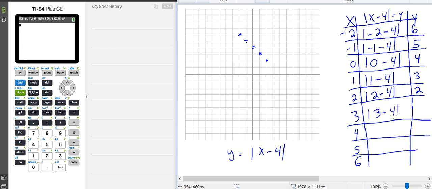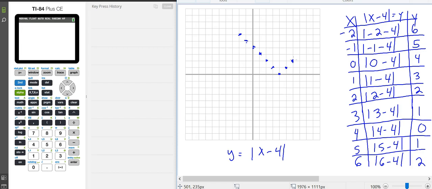3 minus 4 is negative 1. Absolute value of negative 1 is positive 1. 4 minus 4 is 0. The absolute value of 0 is 0. 5 minus 4 is 1. The absolute value of 1 is 1. And 6 minus 4 is 2. The absolute value of 2 is 2. Let's plot these points. We have 3 comma 1. 4 comma 0. 5 comma 1. And 6 comma 2. Now we could keep going and plot more points.